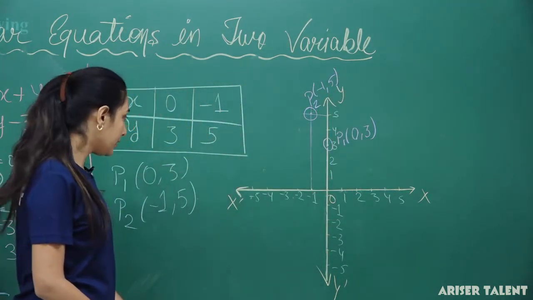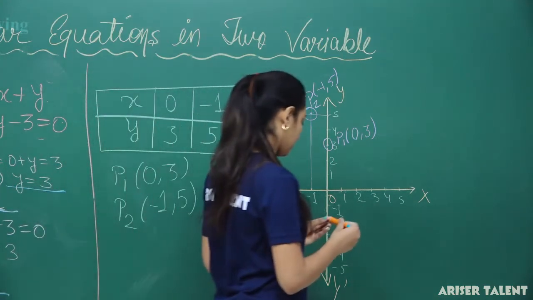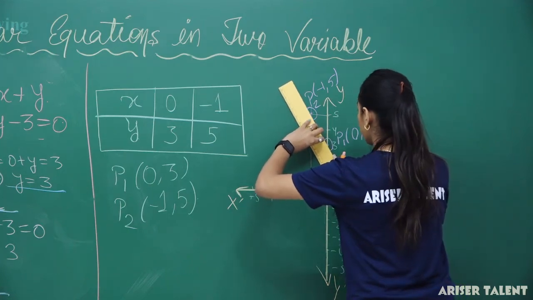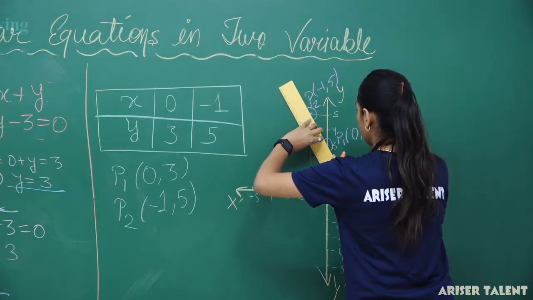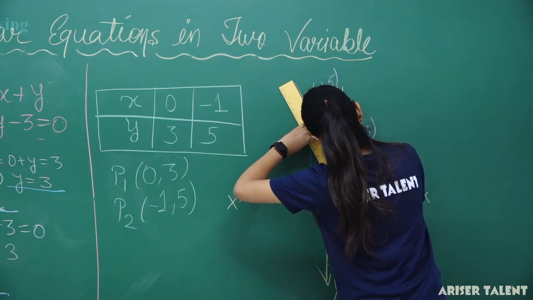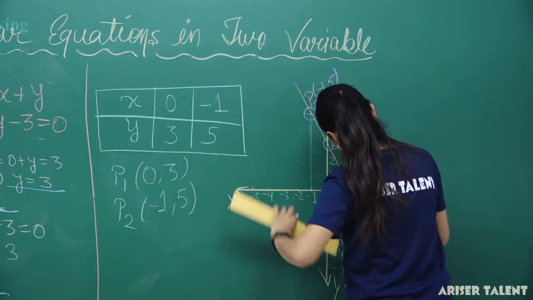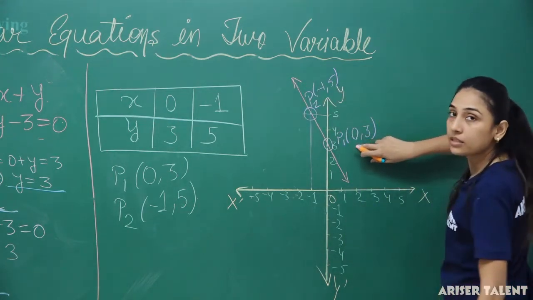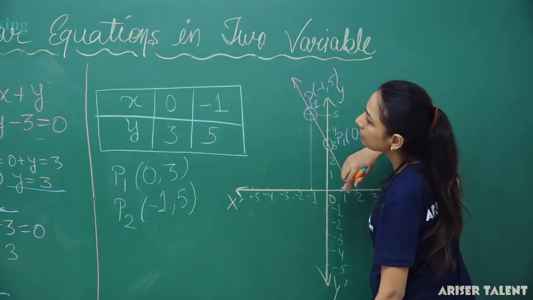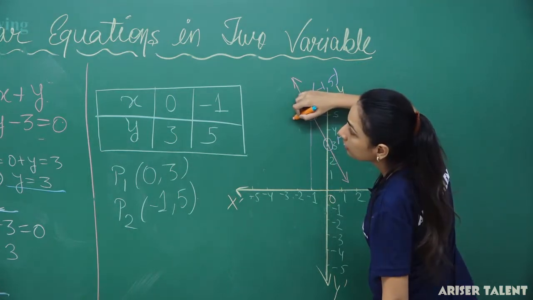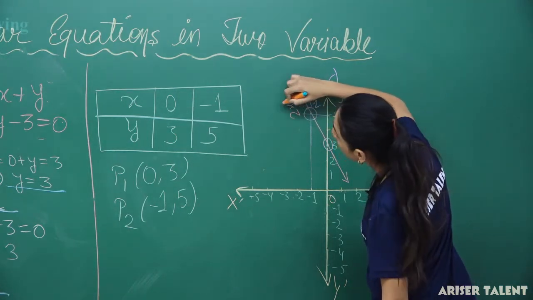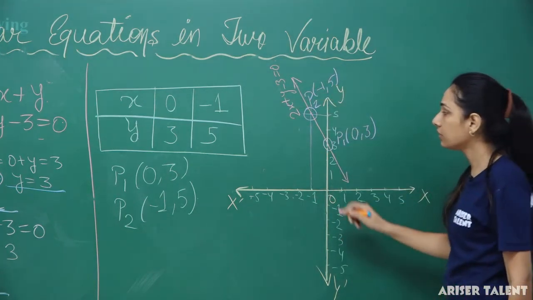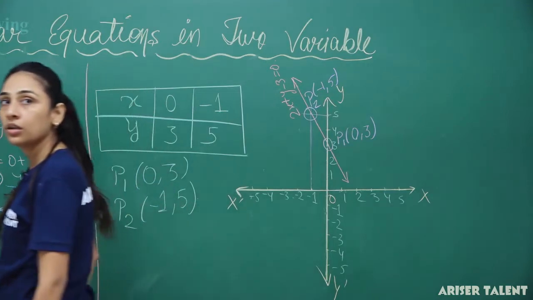So what I have to do is just meet these 2 points and draw a line. Meet these 2 points and draw this line, and now this line is the graph of the given line 2x plus y minus 3 equals 0. This is it. Okay. So draw the graph.